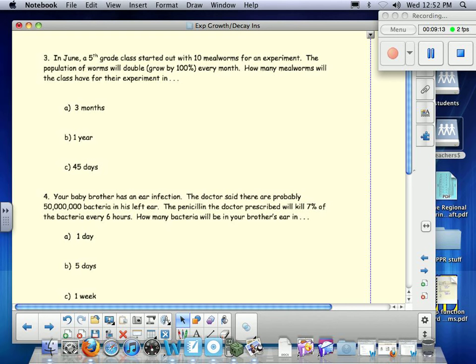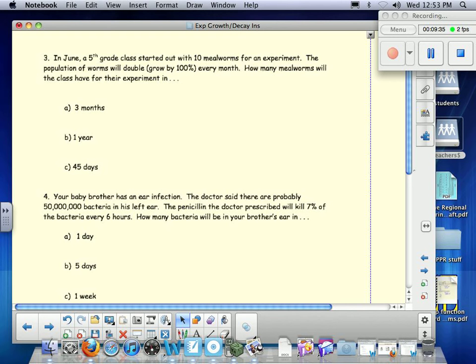Mealworms. In number 3, seriously, a 5th grade class started out with 10 mealworms for an experiment. The population of the worms will double every month. How many mealworms will the class have for their experiment in? And again, I didn't put these in numerical order, so when your numbers are different, don't panic.